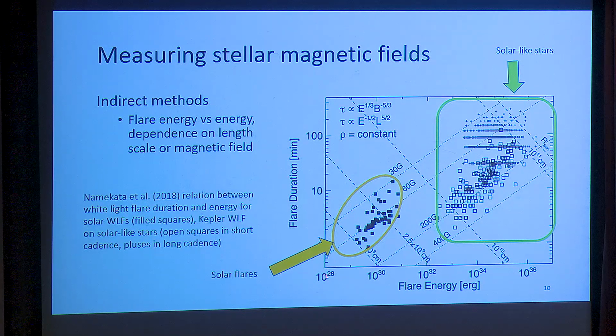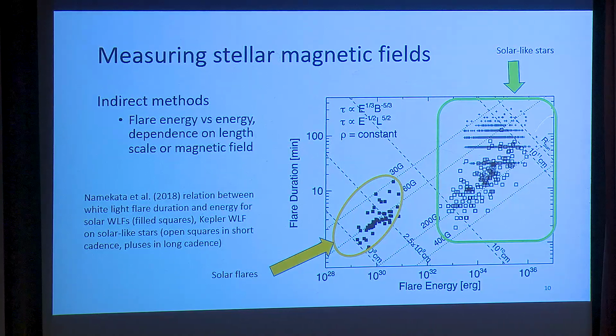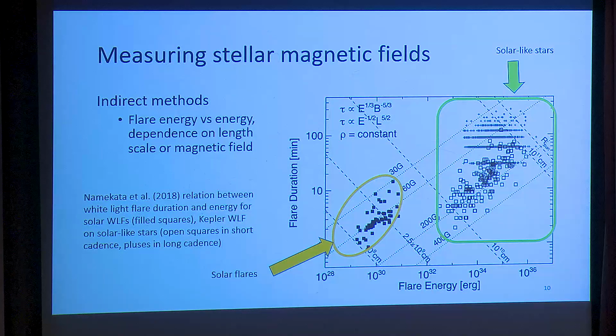Another point to make here that has been discussed a little bit is the very large range of flare energies. That's 8 orders of magnitude between the smallest flares that we can see on the sun and these very energetic events that we can see in stars. So that's one clue telling us that we really are seeing something very different when we look at these stellar flares.